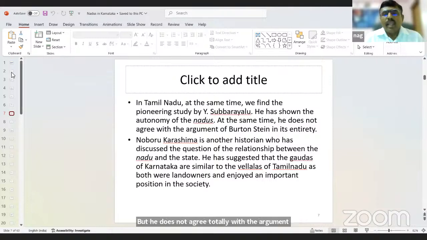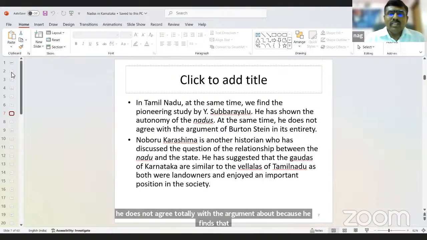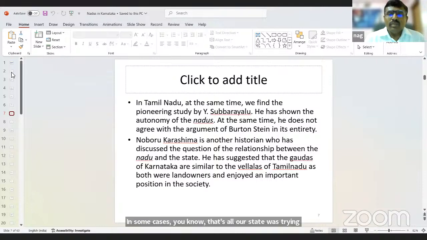Because he finds that in some cases, the Chola state was trying to control the Nadu. We have the great Chola kings like Rajaraja the Great, Rajendra the First, and Kulottunga the First. These three were the important kings of the Cholas, and it will be difficult to accept that they were not able to have control over the various provinces, various territories of the state. Some Chola kings were able to control the Nadus and some were not. That is how I think we can look at it in the context of the state formation theory also.